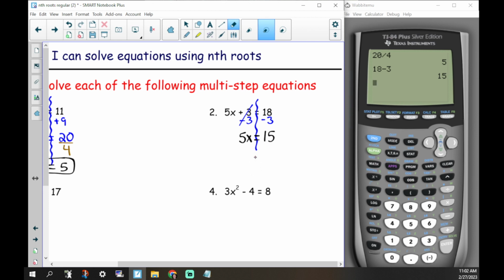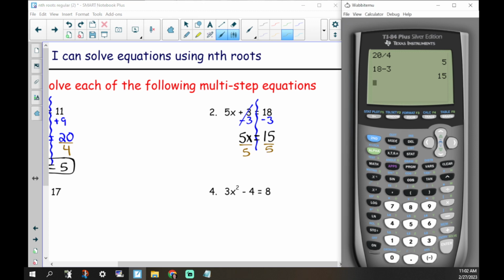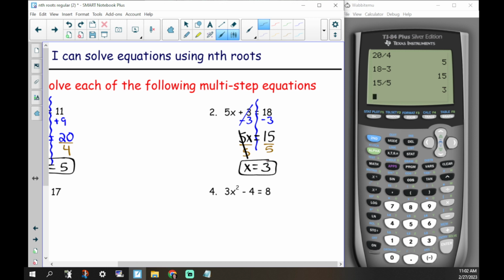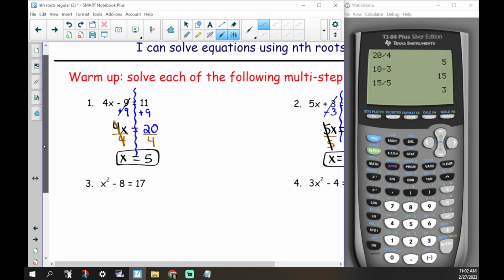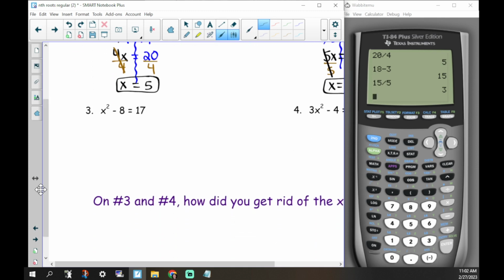Now we have 5x equals 15. Just like in the previous problem, to get rid of that 5 times x, we must divide. So we're going to divide each side by 5. We can plug in our calculator 15 divided by 5, and you get 3. So our final answer will be, that cancels out, x is equal to 3. So these first 2 problems were basic solving equations.